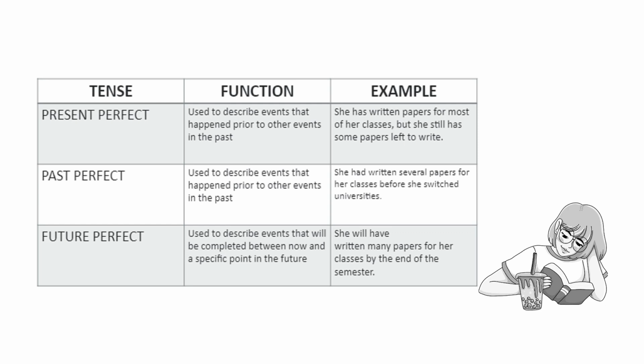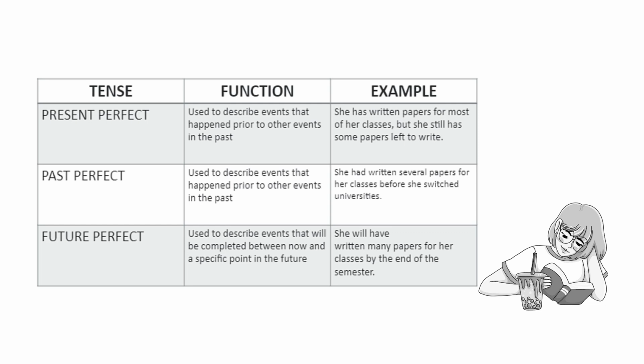Now, let us move to the past perfect tense. This tense is used to mention events that happened prior to other events in the past. In this type of sentence, had is used before the verb. In other words, it refers to two events in past and the older event is mentioned in past perfect while the newer event is mentioned in simple past.